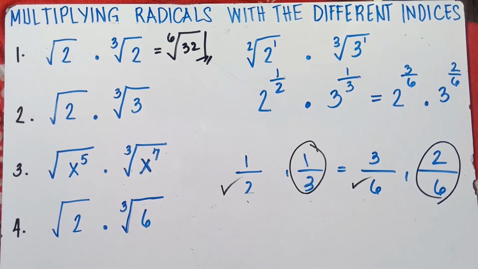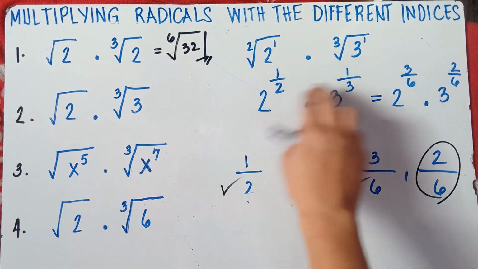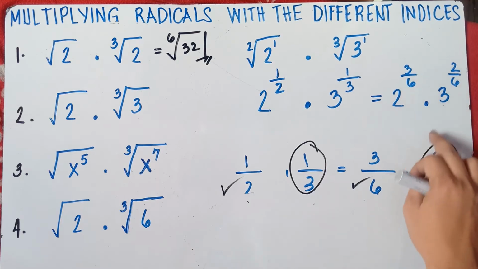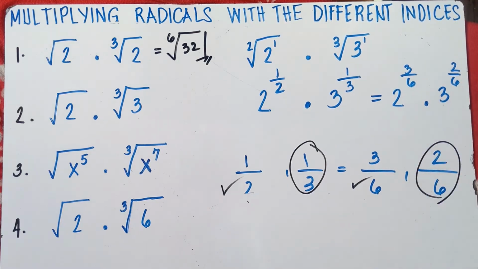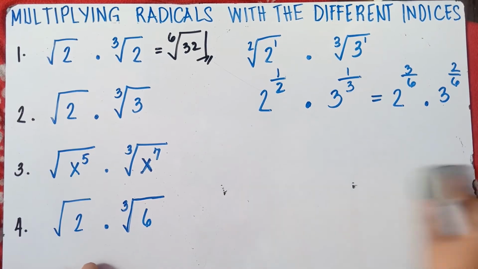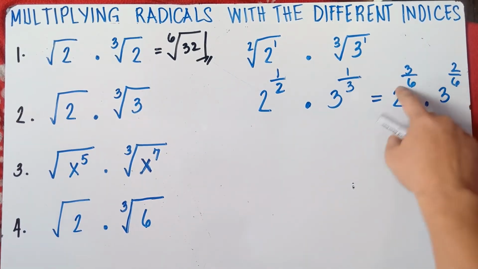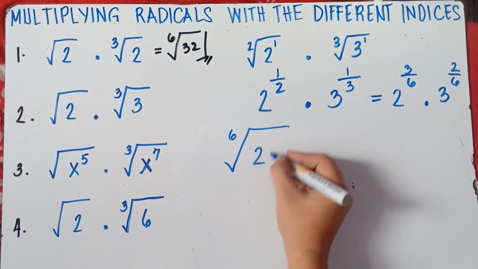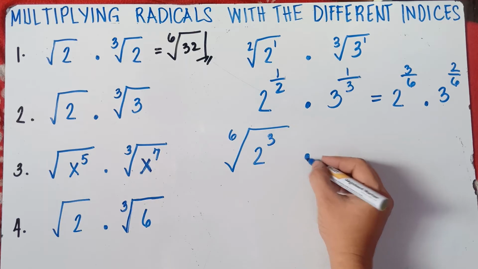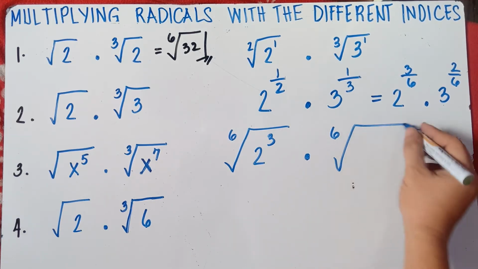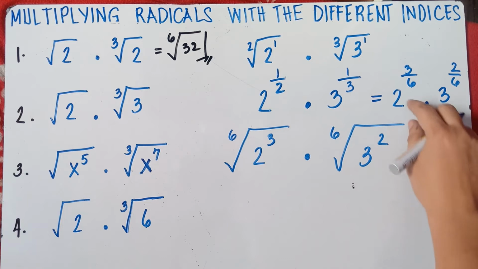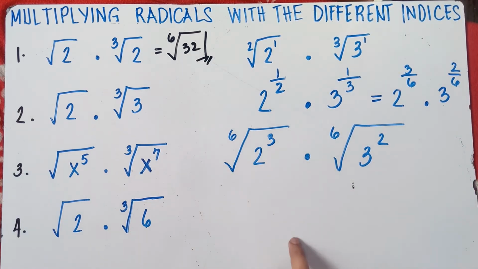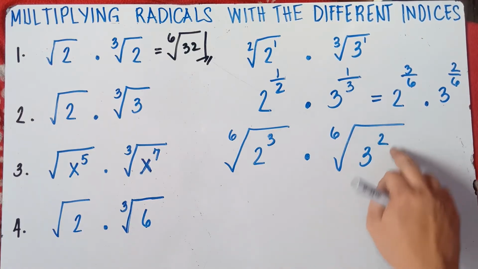So the thing that we will do is find another fraction so that they will have the same denominator. And this will be 2 raised to the power of 3 over 6 times 3 raised to the power of 2 over 6. Then we can now multiply, class, because they have the same index. So this will be the 6th root of 2 raised to the power of 3 times the 6th root of 3 raised to the power of 2. Once again, 2 raised to the power of 3 over 6 we can write as the 6th root of 2 raised to the power of 3, and 3 raised to the power of 2 over 6 as the 6th root of 3 raised to the power of 2.